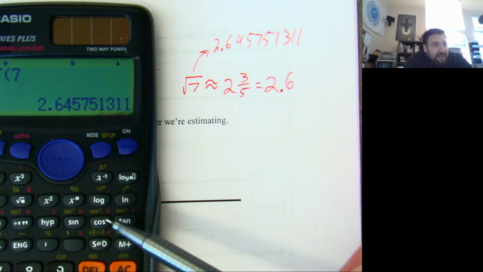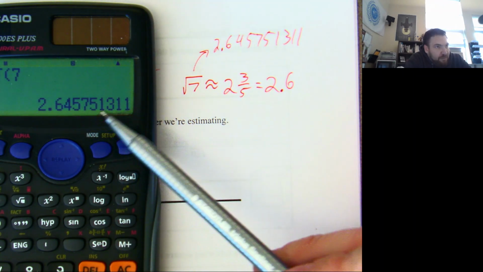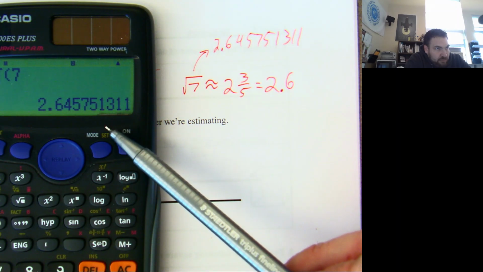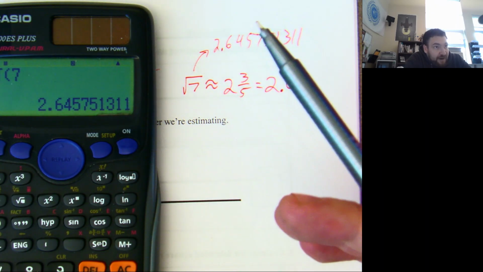Oliver, on your calculator there should be an SD button down there somewhere. If you push that, it should alternate between the exact value, root 7, and this decimal approximation. There's a button that'll jump back and forth between those two forms. Oliver, did you find it? Okay.